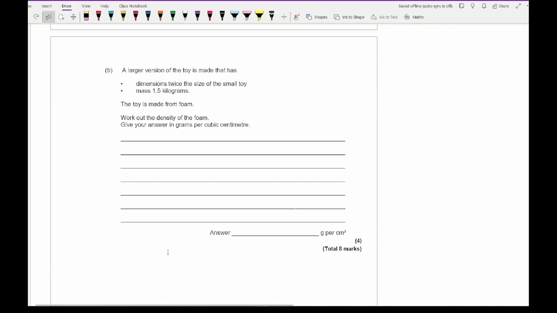Then moving on to question B, it says a larger version of the toy is made so that the dimensions are twice the size of the small toy. It's got a mass of 1.5 kilograms. The toy is made of foam. Work out the density of the foam. Give your answer in grams per cubic centimetre. So for this, I need to convert the mass into grams. So 1.5 kg is going to equal 1500 grams. Now, in terms of the volume, well, the volume of the small toy is 312 pi.